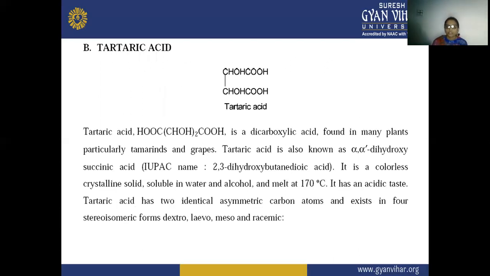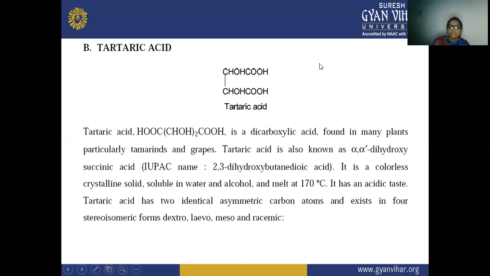Next is your tartaric acid. This is the structure of your tartaric acid. Tartaric acid is also a carboxylic acid, because it also contains the carboxylic acid group, and it is found in many plants, particularly tamarind and grapes. So tartaric acid is present in tamarind and grapes, and it is a dicarboxylic acid. Tartaric acid is also known as alpha, alpha-dihydroxy succinic acid.